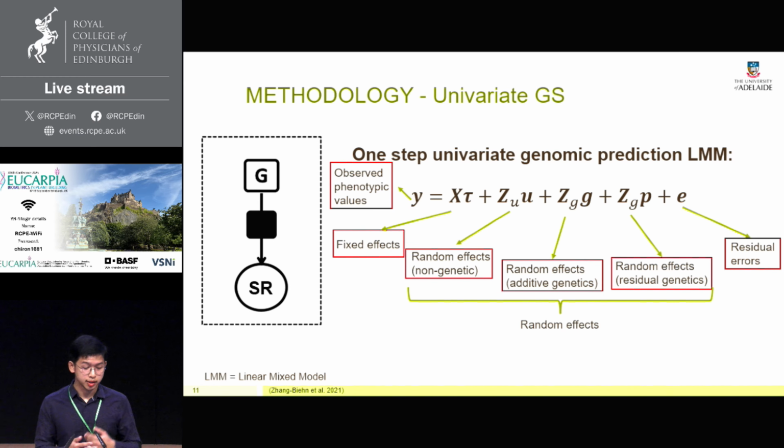So this slide here, I've just shown an historic approach, which is the one-step univariate prediction linear mixed model, and the phenotypic values here is just the survival rate, and then the fixed effects can be any linear global spatial trends across the paddock, and the non-genetic random effects. Here I've included some random rows and column effects as necessary, and here I've also partitioned the total genetic effects into additive and the residual genetics using a genomic relationship matrix, which I'll go into more detail in the next slide, as well as the residual errors that have been modeled through an AR1 spatial autocorrelation model.